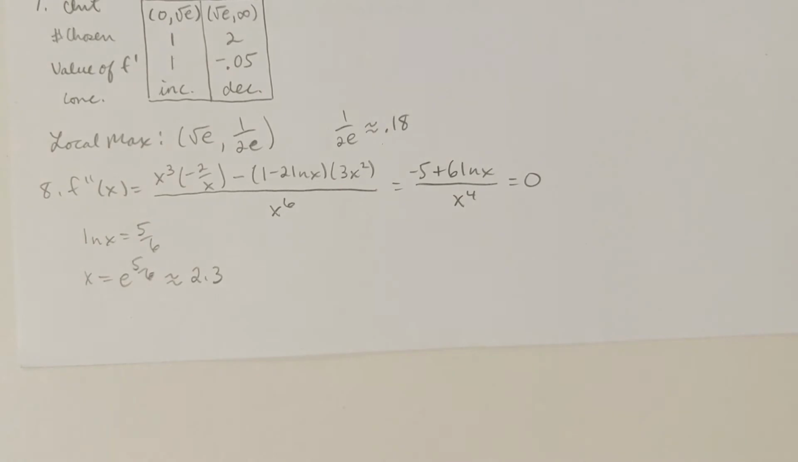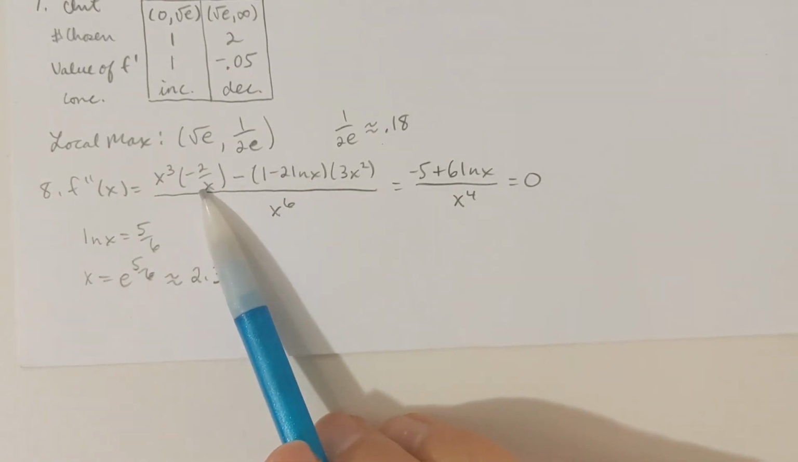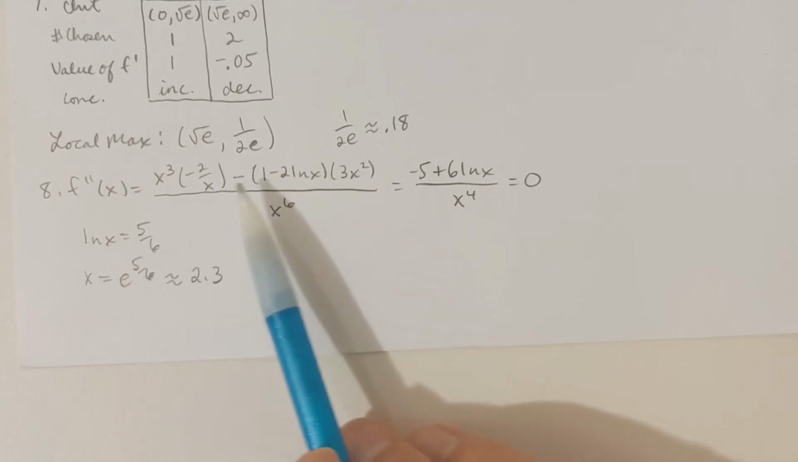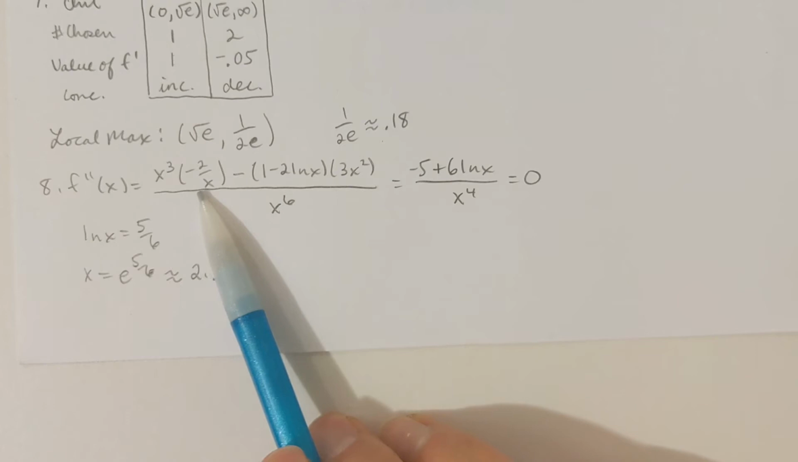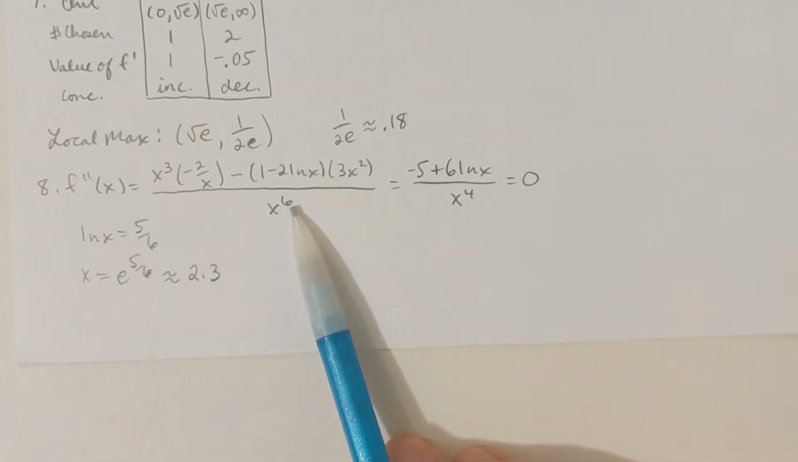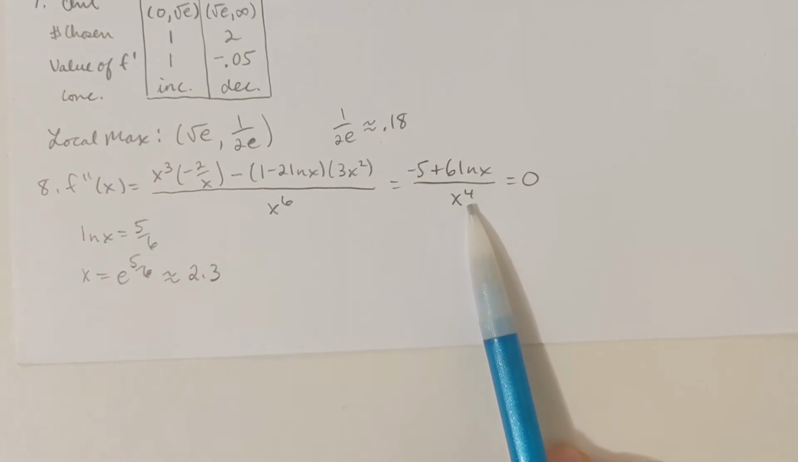Simplify that. Okay. Now, x squared would be in common to these two groups. So I'm going to go ahead and factor out x squared and cancel that with part of the x to the 6th in the denominator. That'll leave me with x to the 4th in the denominator.